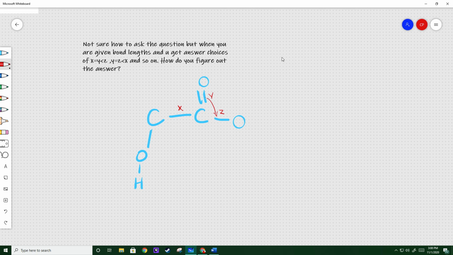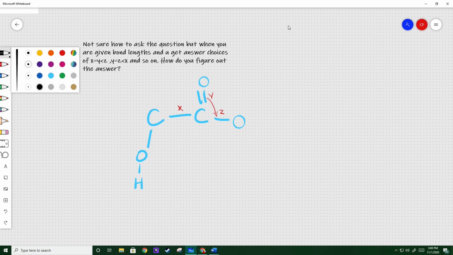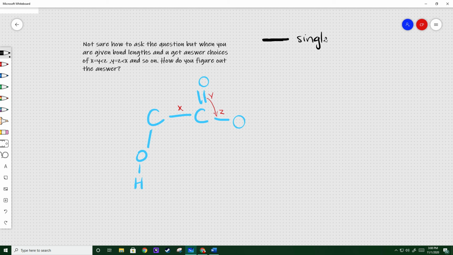And with resonance structures, if you remember anything about the bonds, single bonds are going to be the longest. So single bonds are the longest. Then we go to double bonds. Those will be shorter than single bonds. Then we go to triple bonds, which would be the shortest.